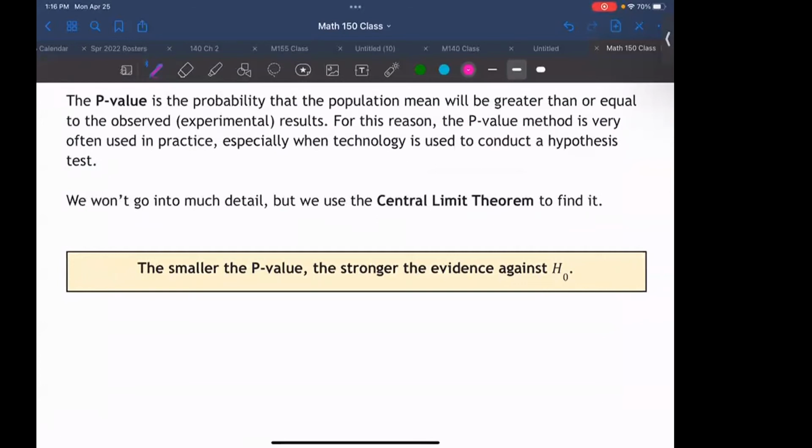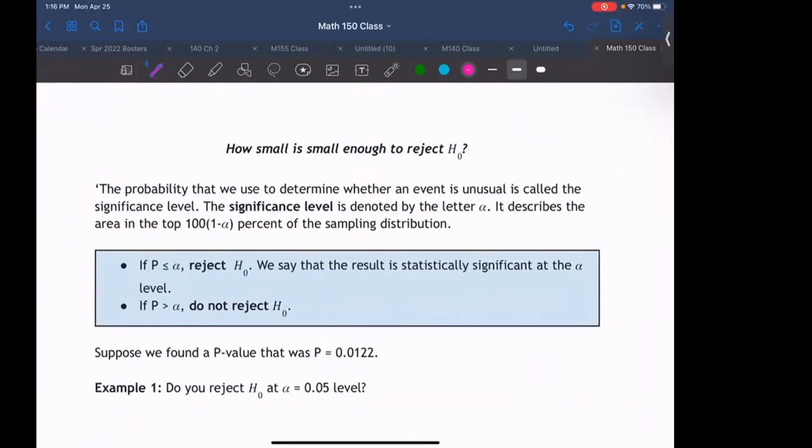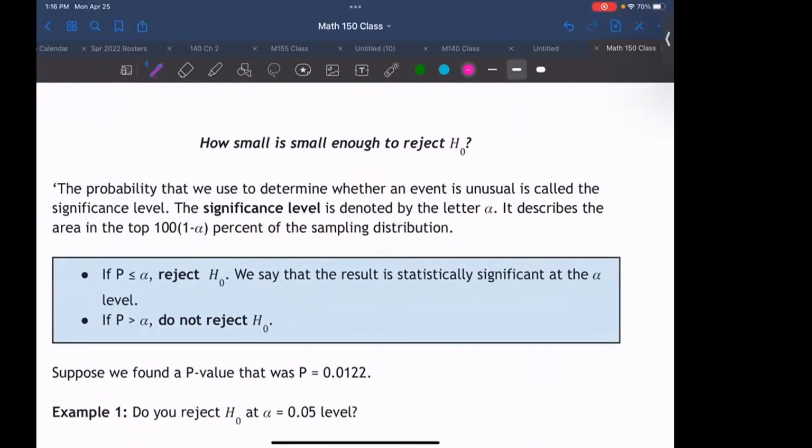The p-value is just going to be one number. And if the p-value is very, very, very small, we have a lot of evidence to reject the null hypothesis. If p is really big, then, well, we fail to reject the null hypothesis, okay? So I know that doesn't make too much sense right now. Let's do a few examples, okay?